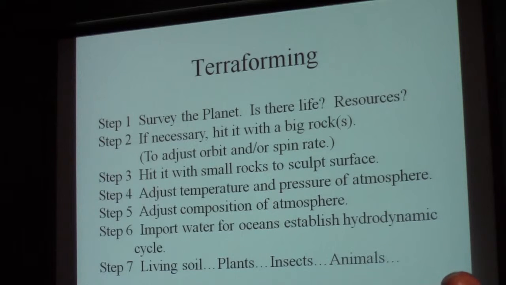and at that point you've got yourself a terraformed world. Now, in a lot of science fiction books this takes a few decades, but the studies I've looked at are talking thousands of years to run through this process, and that's assuming fairly advanced technology. Next.